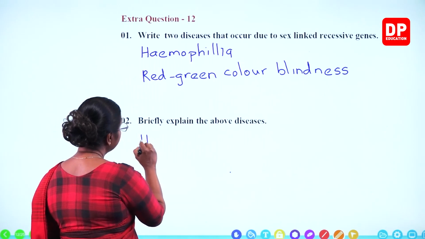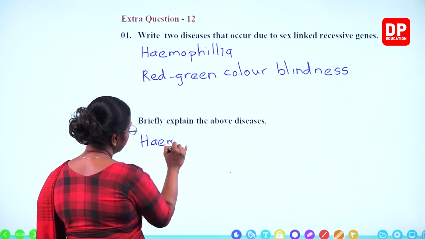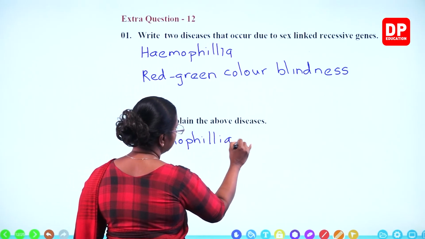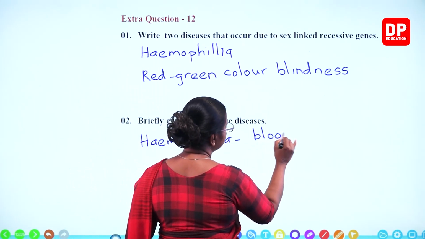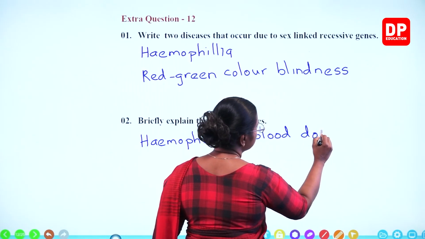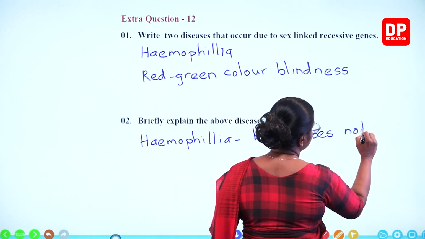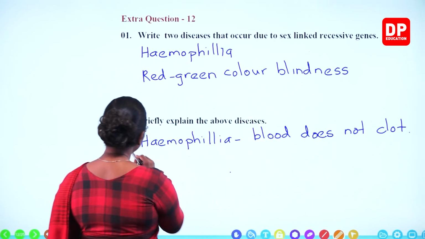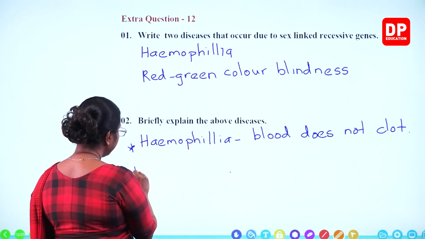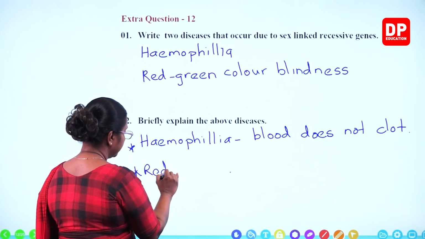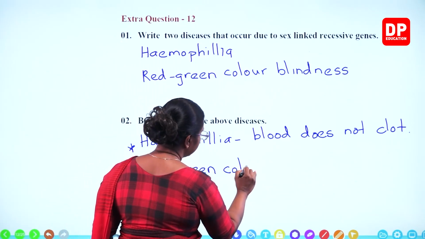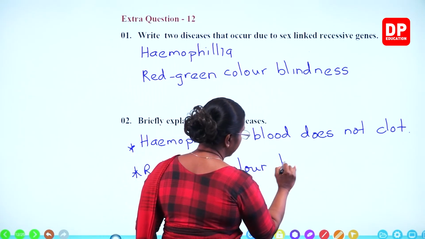So hemophilia, blood does not clot. Then how about red-green color blindness?